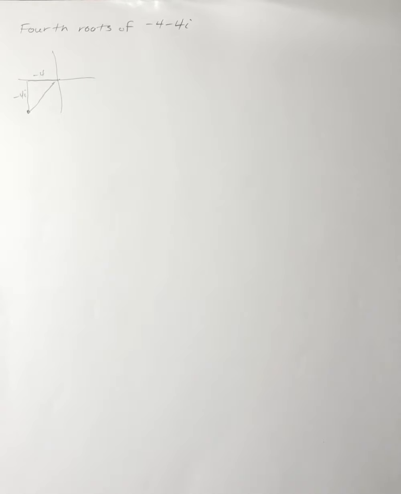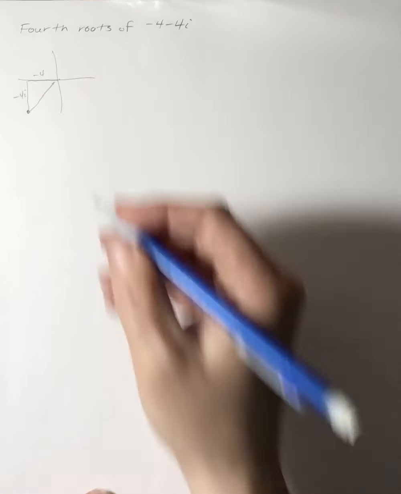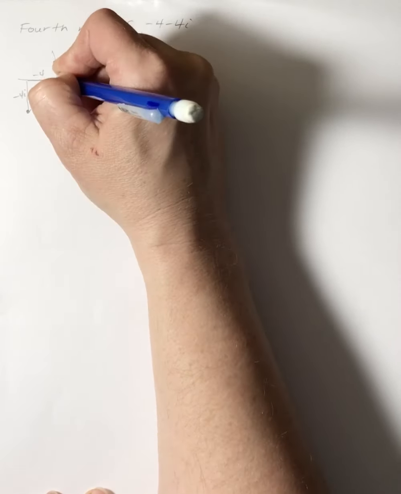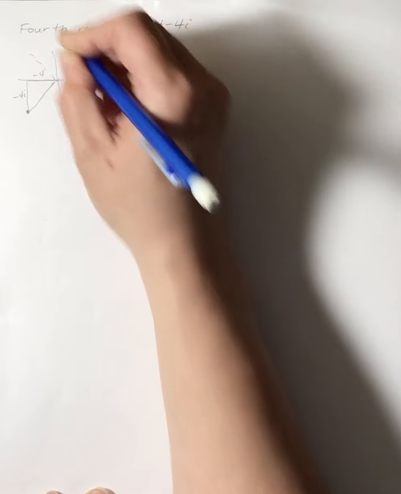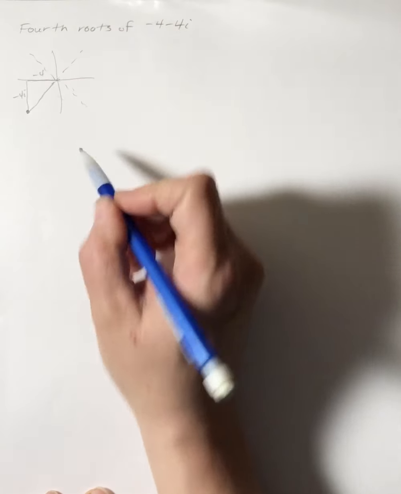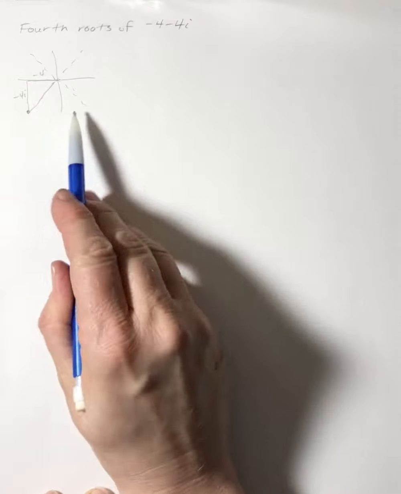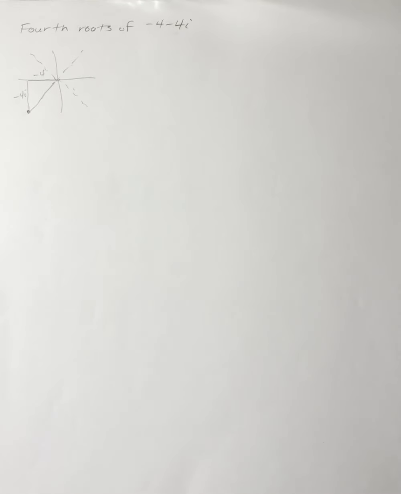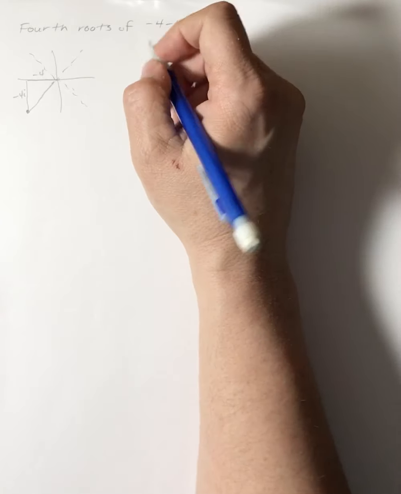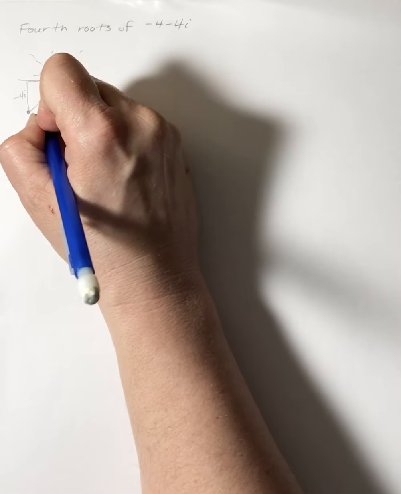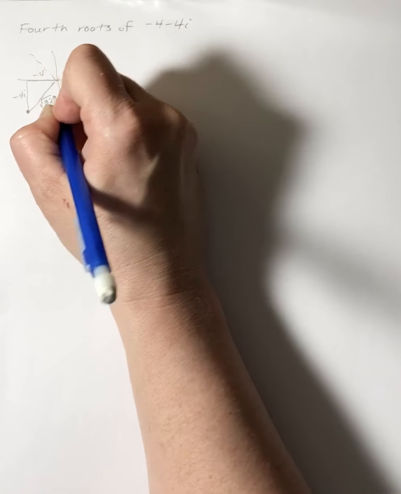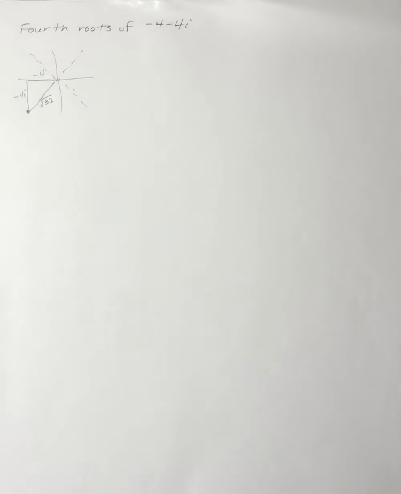My fourth roots of negative 4 minus 4i, I'm going to have 4 arguments. Those 4 arguments are going to be here, here, here, and here. They are going to be at equal increments around my plane, okay? So I take this, and I'm not even going to simplify it because I'm going to end up plugging these all in my calculator, and they're all going to be messy, okay?